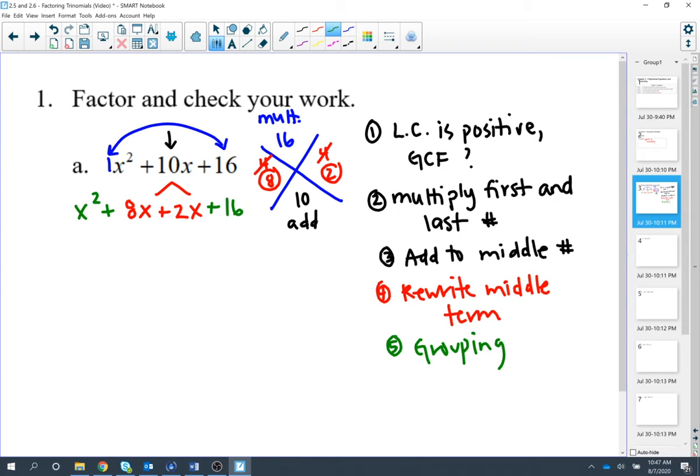Okay, what I mean by grouping is we're going to make some groups here. So I'm going to take my first 2. Oops, I wanted black. I'm going to take my first 2. I'm going to group them. I'm going to take my second 2. I'm going to group them. So you do some grouping.